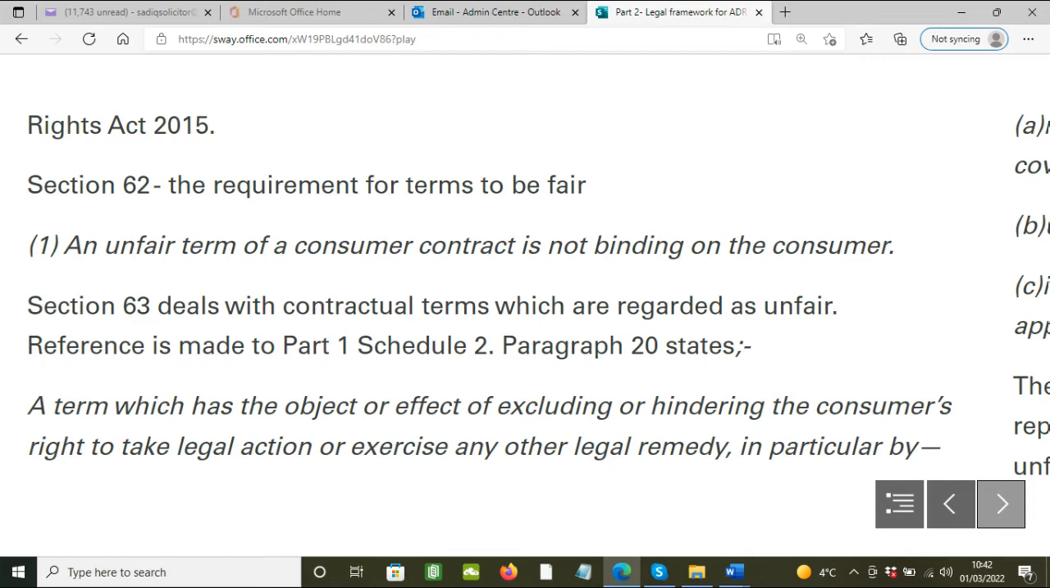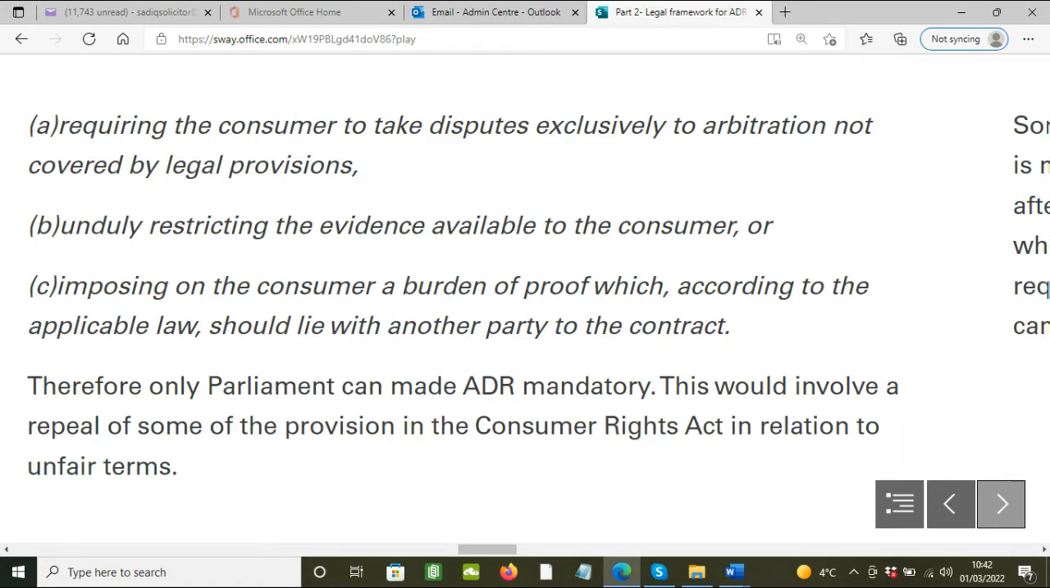Paragraph 20 in Schedule 2 refers to a term which has the object or effect of excluding or hindering a consumer's right to take legal action or exercise any other legal remedy, in particular by requiring the consumer to take disputes exclusively to arbitration, B. unduly restricting evidence available to the consumer, or C. imposing on the consumer a burden of proof which, according to applicable law, should lie with another party to the contract.